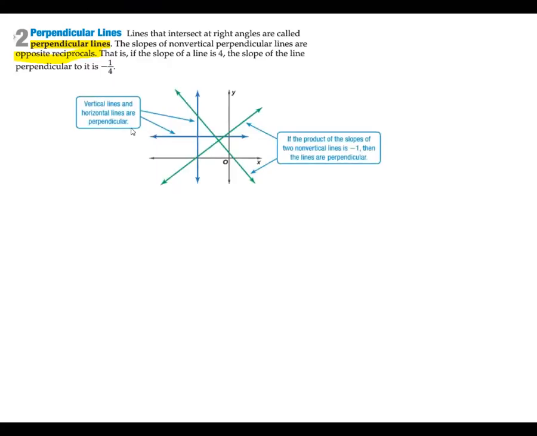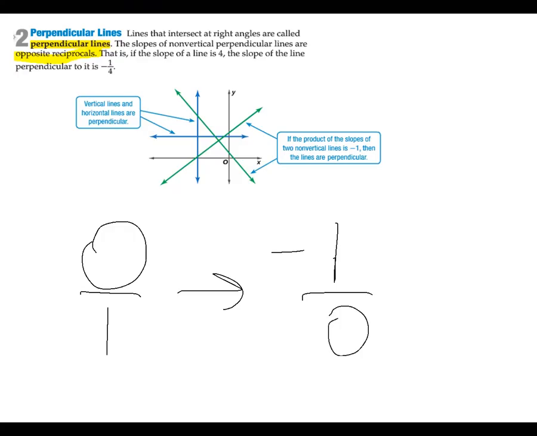So vertical and horizontal lines can be perpendicular, but notice if you have a horizontal line, the slope would be 0. Okay, if you put it over 1 and flip it over and change the sign, that doesn't really make sense because you're dividing by 0. So that's why they say that the slopes of non-vertical perpendicular lines are opposite reciprocals. If you have a vertical line, you can still have another line that's perpendicular to it. It's just going to be horizontal. Okay, so that's why they say that.